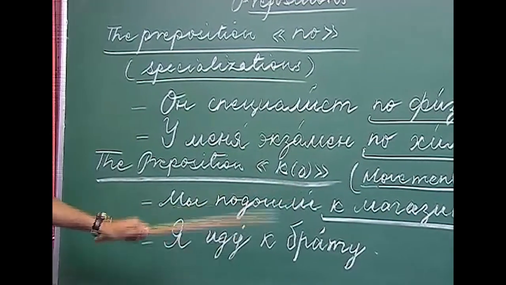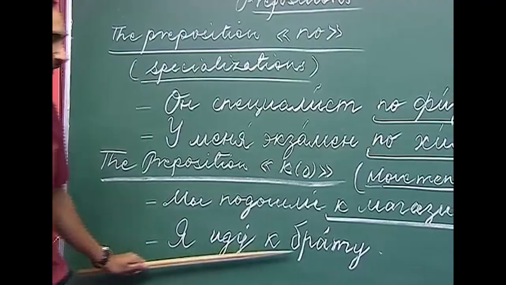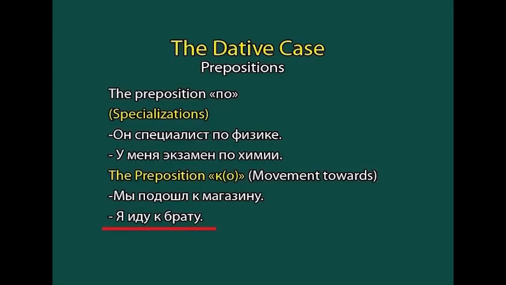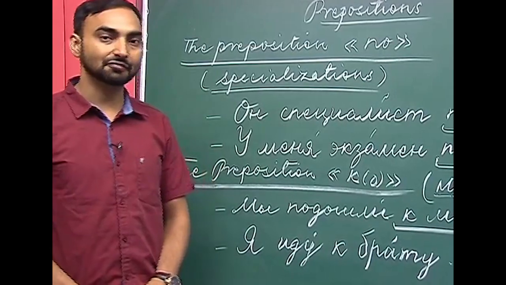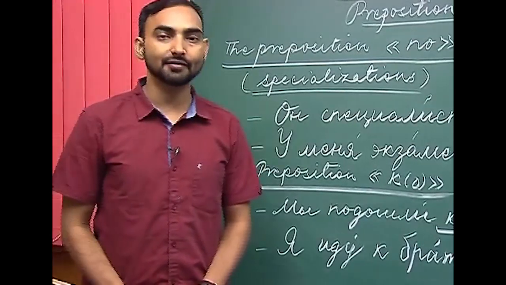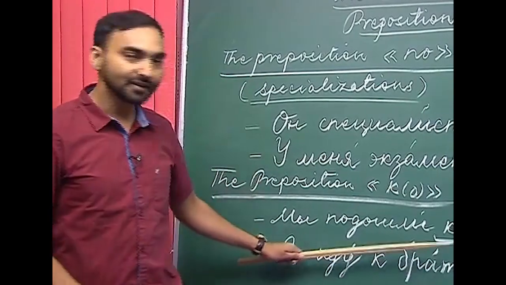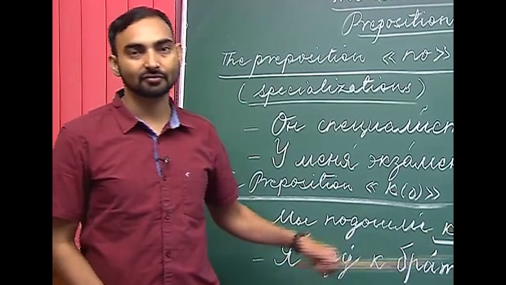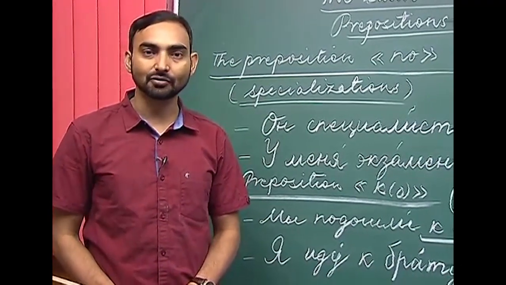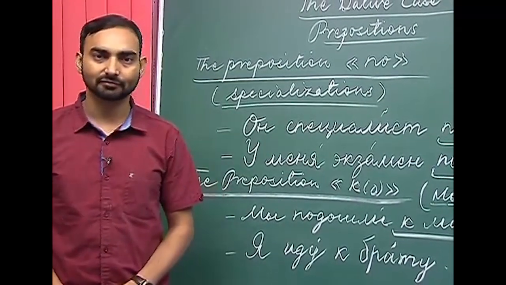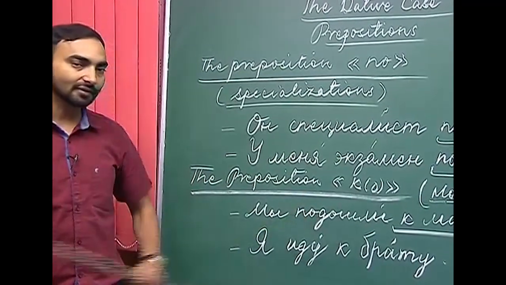The next example we have is ya idu k bratu. K kamu vi idioce. If the question is k kamu vi idioce, k kamu is to whose place are you going, or where are you going. So, how will you answer this question?